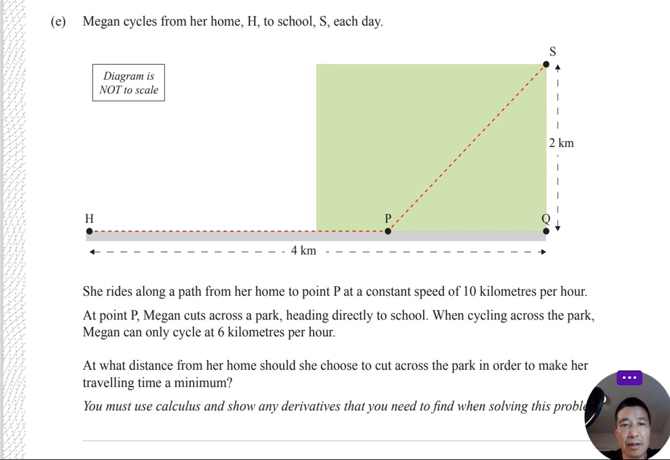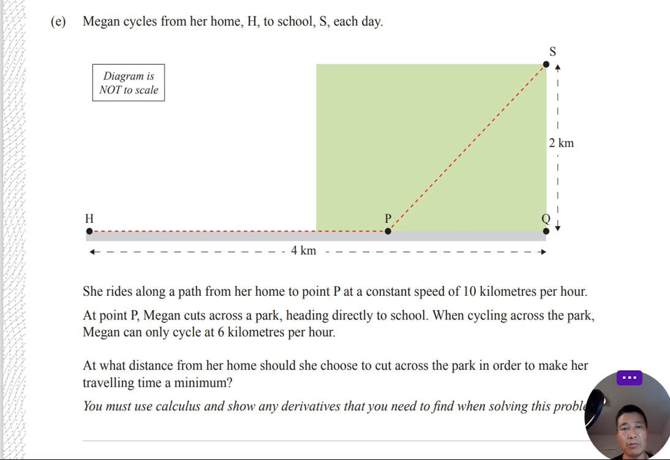She rides along a path from her home to point P at a constant speed of 10 kilometers per hour. At point P, Megan cuts across a park, heading directly to school. When cycling across the park, Megan can only cycle at 6 kilometers per hour, I guess because of the friction. At what distance from her home should she choose to cut across the park in order to make her traveling time a minimum? Right, so obviously this is a differentiation problem.